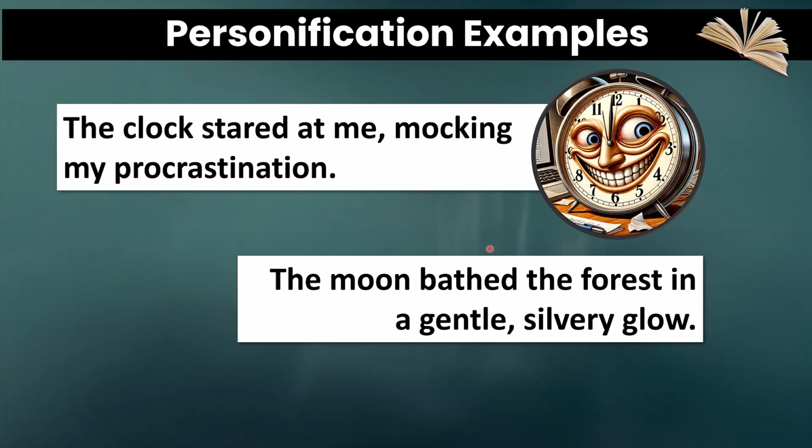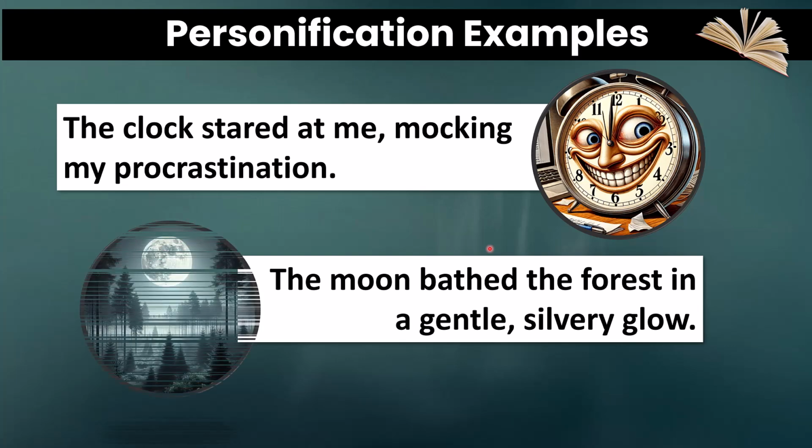Another example. The moon bathed the forest in a gentle silvery glow. Of course, a moon can't actually bathe. A mother bathes her child. So personification is used here to create a vivid and poetic image, and it suggests that the moon is actively washing the forest in its light. It creates emotion. It's just a more beautiful image than saying something more literal.